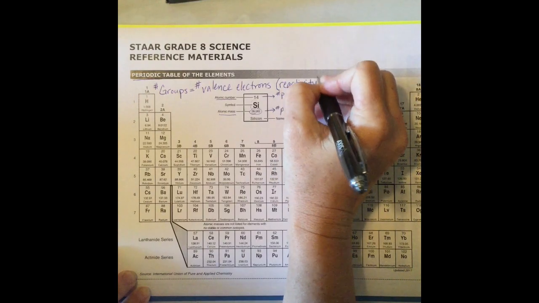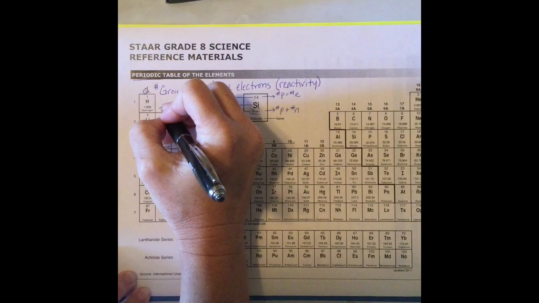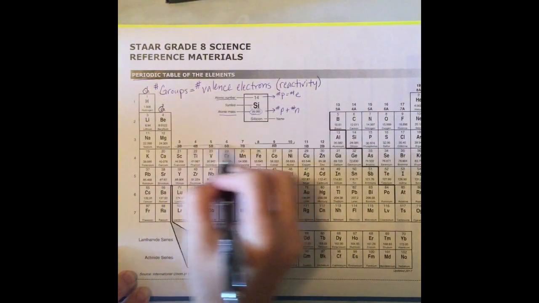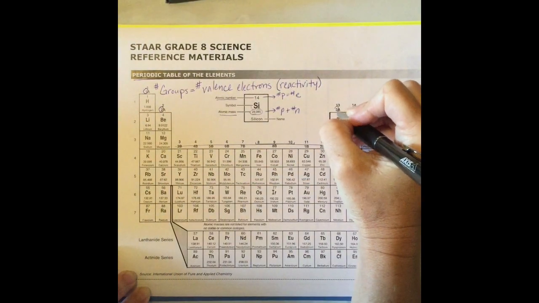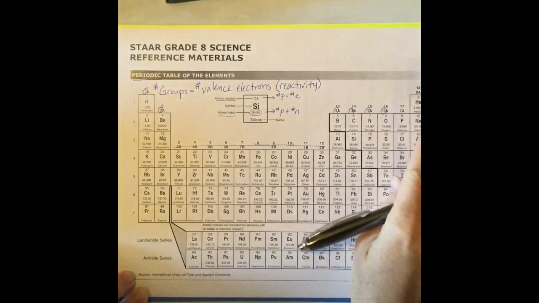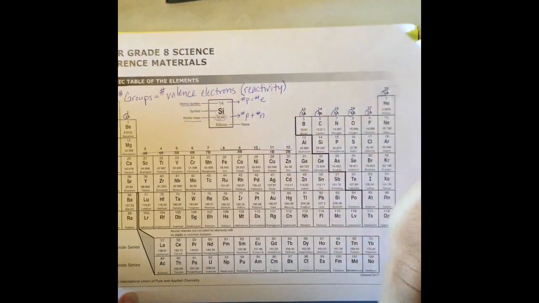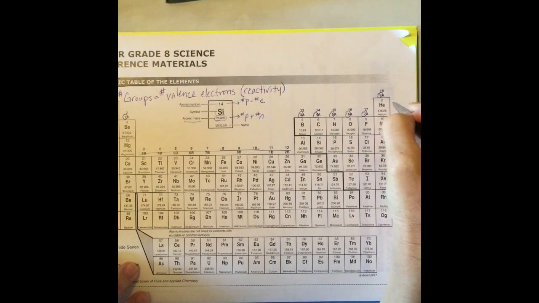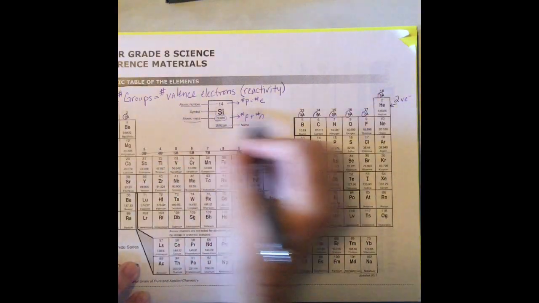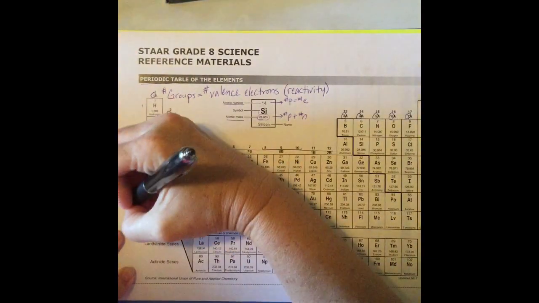Since all the elements within a single group have the same number of valence electrons, elements within the same group have the same reactivity. So we skip over the transition metals, and then we're going to go ahead and circle all of the valence electrons for each group, except for helium, which only has 2, even though it's in group 18, and that's because it only has one outer shell. It only has one total energy level. That's because it's on period 1.